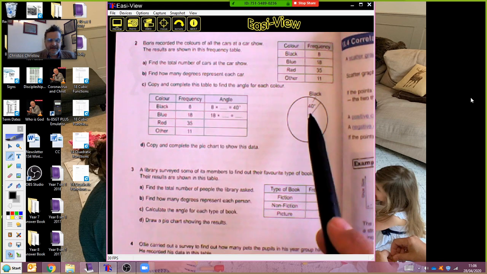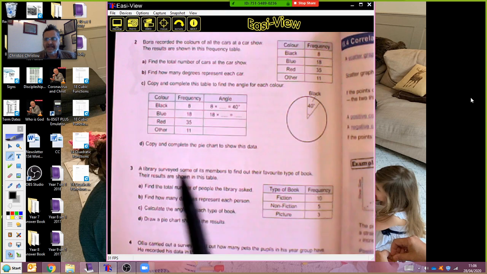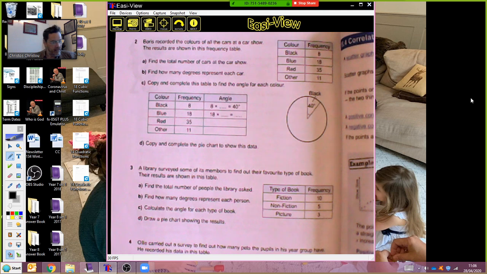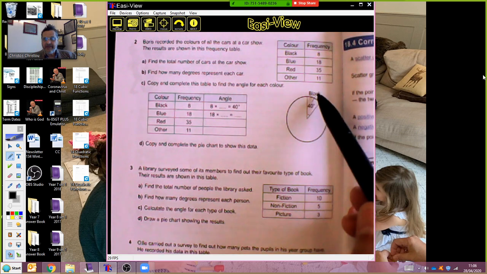Now look at what they've done. Many of you, when you did your pie charts, just put the degrees there, but didn't actually label the sector, which means you're not fully reflecting the requirements of the story. Yes, 40 degrees is 40 degrees, but what does it represent? And the truth is, it represents the number of black cars at this car show. So you've got to put the degrees in and the actual item it's talking about. Is that okay? Yes, no?